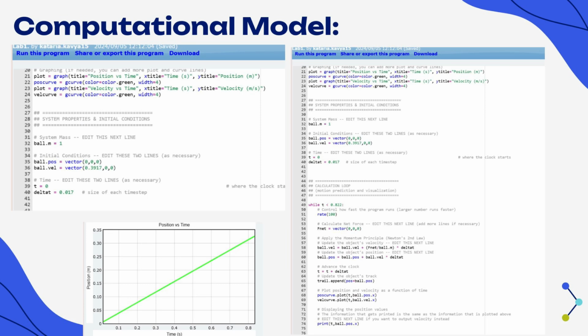We then take this value and plug it into the computational model. On line 36, you plug it in to the ball velocity vector. Additionally, we leave the net force at 0 because an object at a constant velocity has no net force.